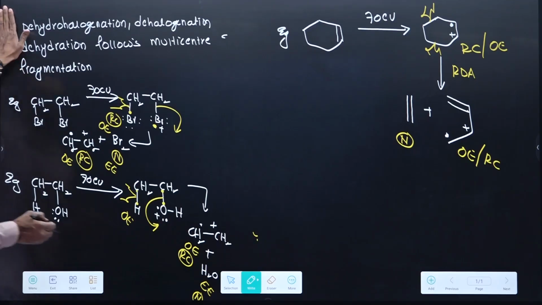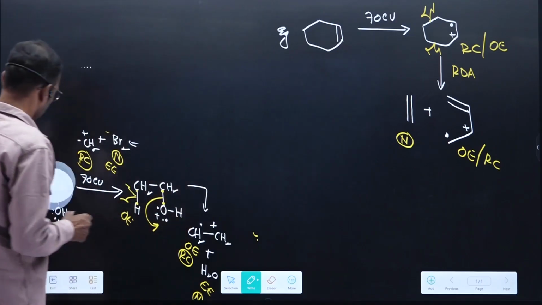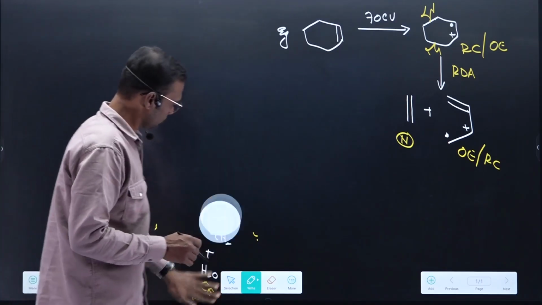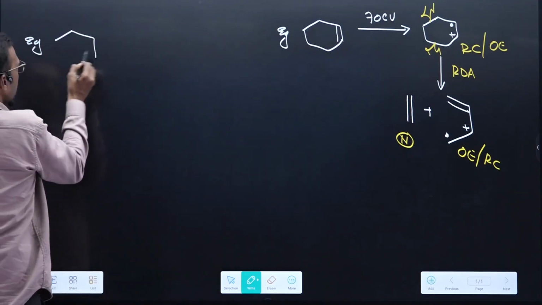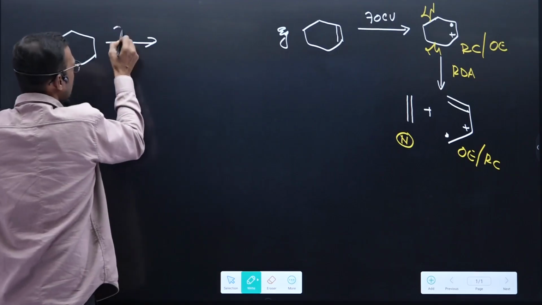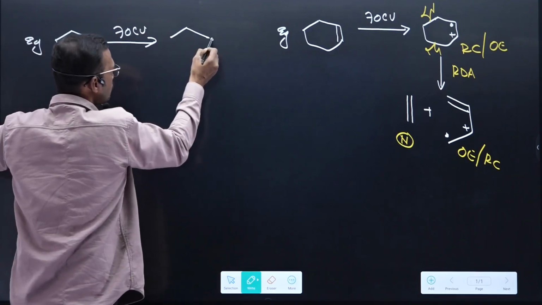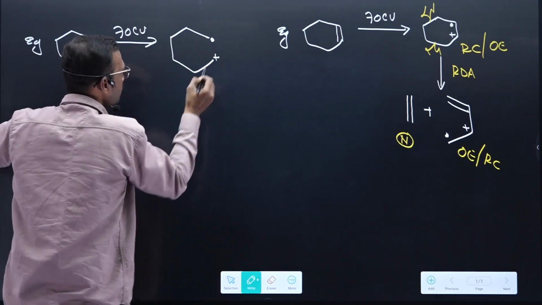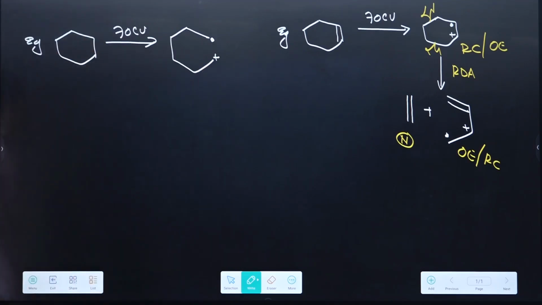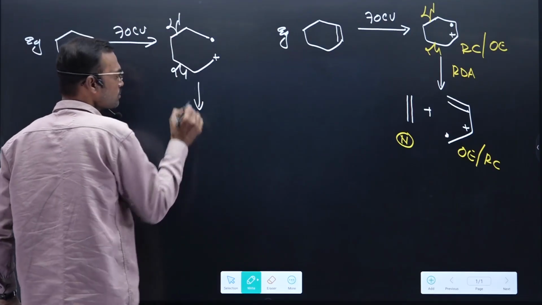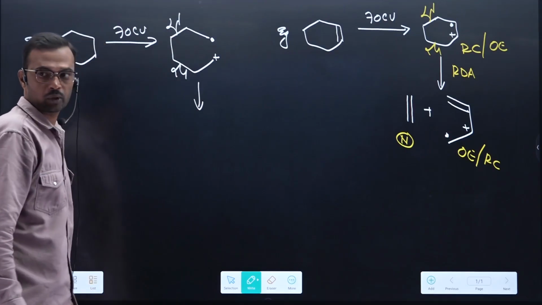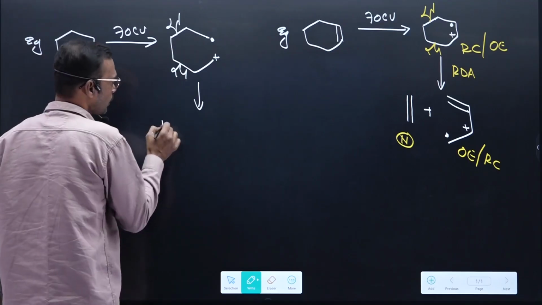Clear? So one more example in the form of cycloalkane. See, this is cycloalkane. If I apply 70 electron volts, there is a formation of radical and here cation, right? Where am I breaking now? I am breaking between 2 carbons, right? So here I am making one fission. This is one fission, here one more fission. What is this? 2 homolytic or not? So this radical you will get a double bond.